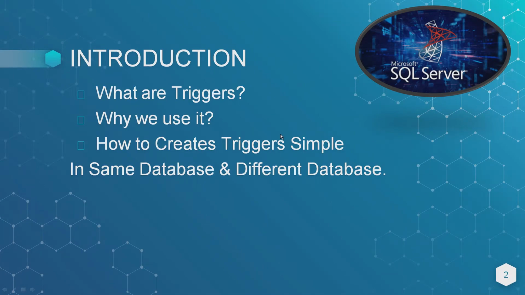Introduction. What are triggers? Triggers are basically a database technique. They work automatically when any action is performed in the main table or base table. Why do we use them? We use them to maintain the history of the main table, making an audit record of the main table. How to create triggers, in the same database and in a different database, we are learning here.